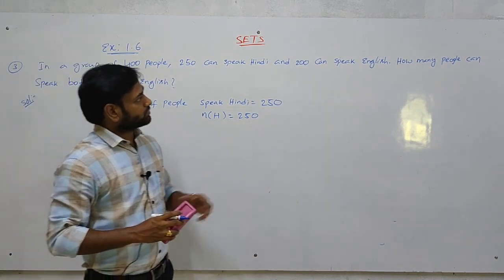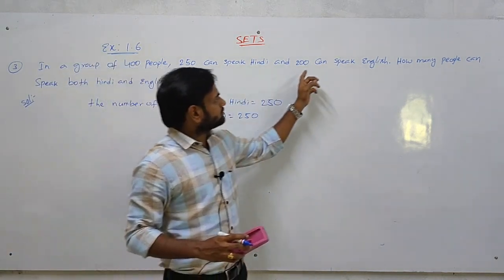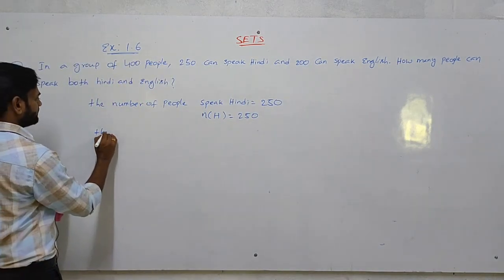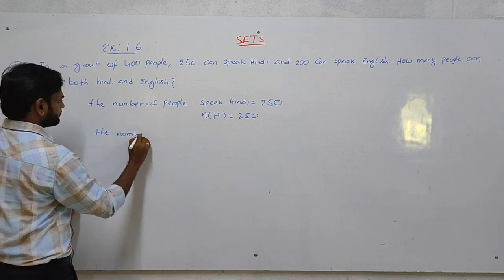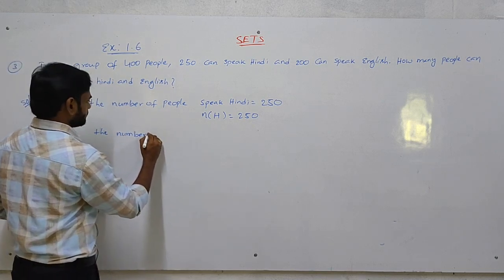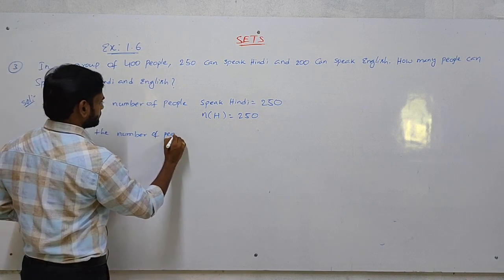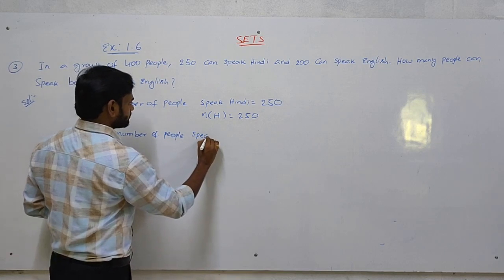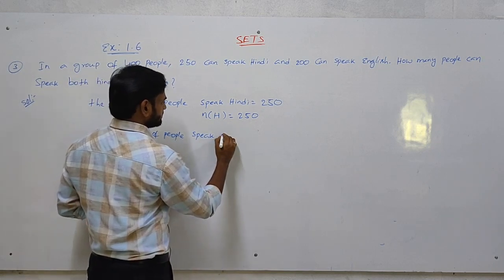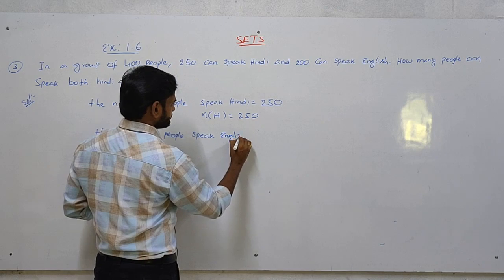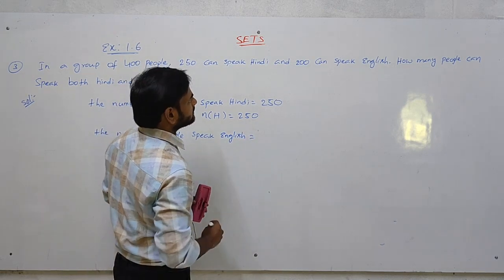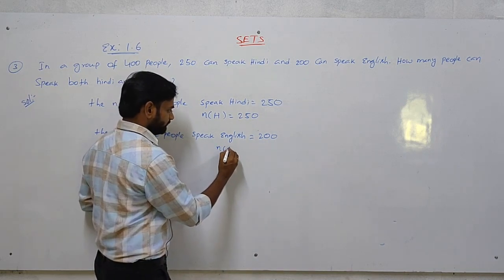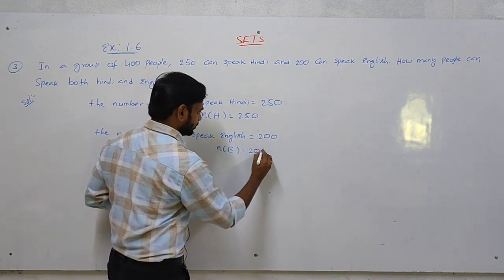Next, the number of people who speak English. How many? That is 200. So English means I am taking E, that is n of E, 200.